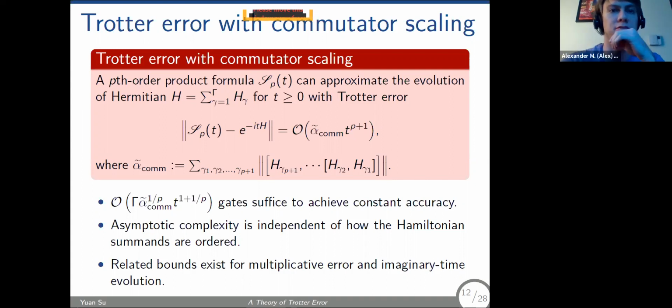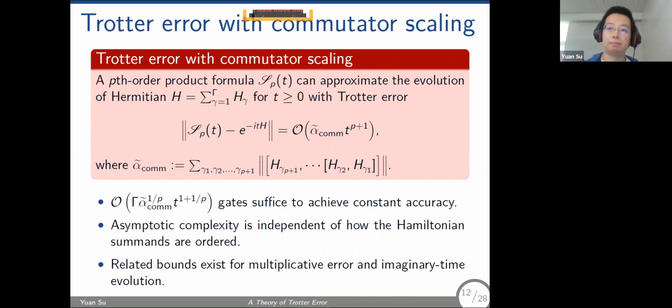Yuan, can I pause here for a second? Sure. I just want to make sure I understand. So you have all the orderings of the H's here. So I guess there's gamma to the p terms in this sum for alpha tilde, but then in the complexity, you raise it to the 1 over p.